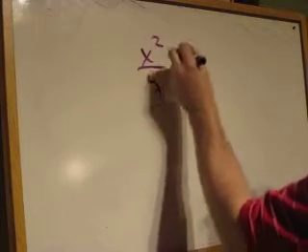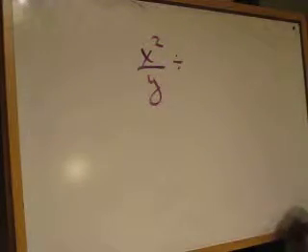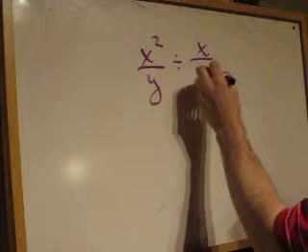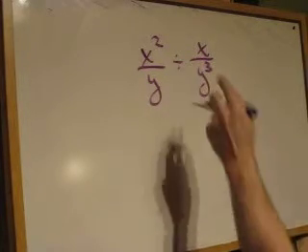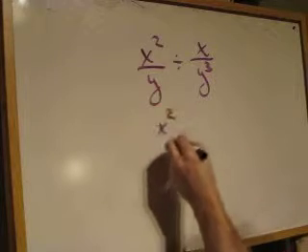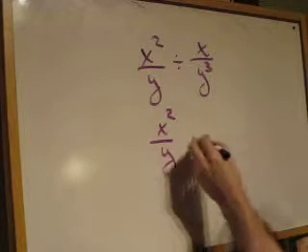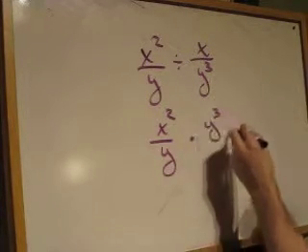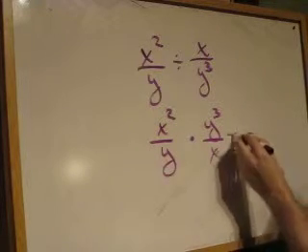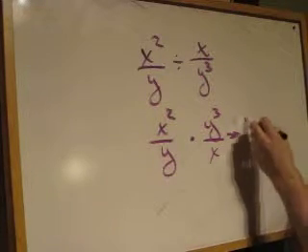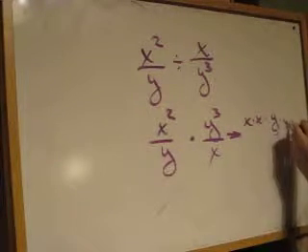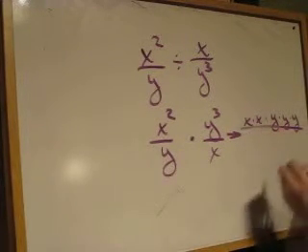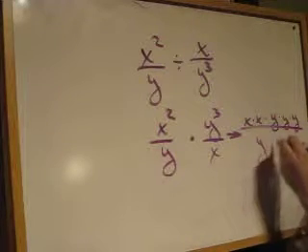Let's do one with some variables in it. x squared over y, and let's divide that by x over y cubed. Alright, so we're going to flip it over since it has a division sign. The second one, remember, is the one that flips over. And we're going to write it as a product of primes, which x squared is x times x. y cubed is y times y times y. And then we've got our y and our x.